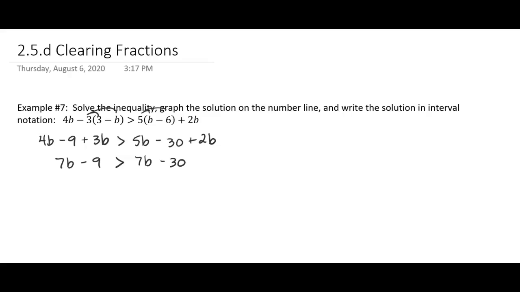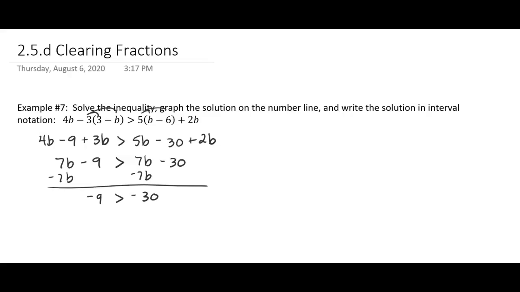Now this one's going to be interesting. Okay, so I have a 7b on the left and I have a 7b on the right. Well, I'm going to go ahead and subtract 7b from both sides. I think it'll be easier to show you what's going to happen. So I get negative 9 is greater than negative 30.